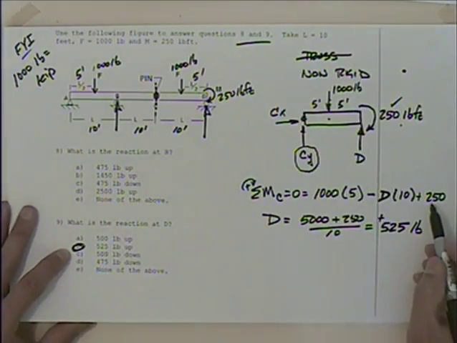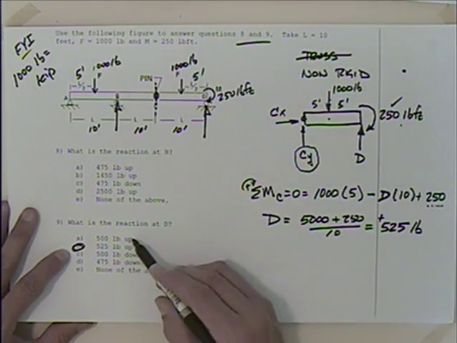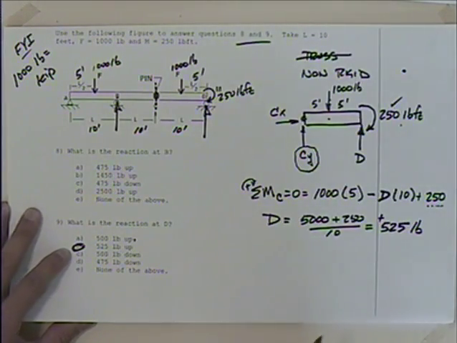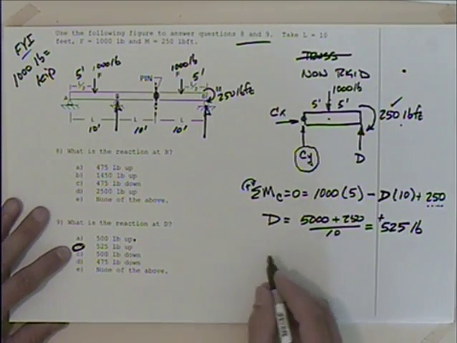What if we would have forgot this? If we would have forgot this guy here, we would have been trying to get this answer here. So that wouldn't have been good. 525 up. Now I said that I needed to also get CY.